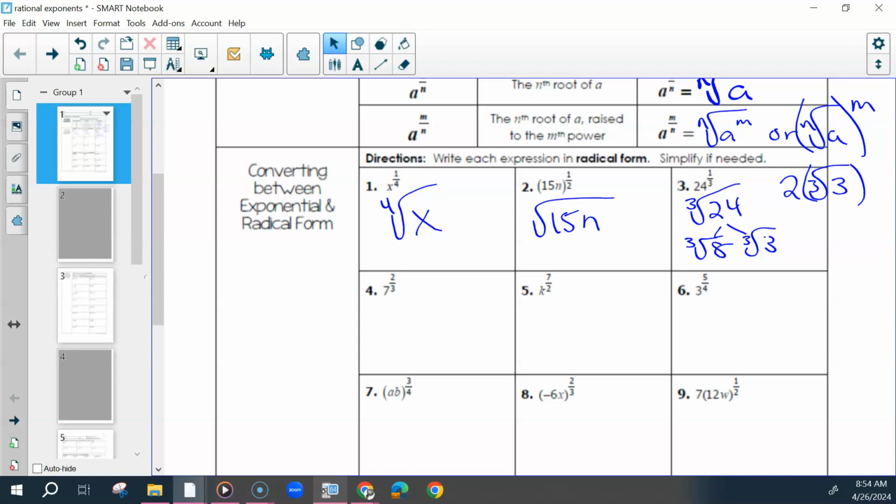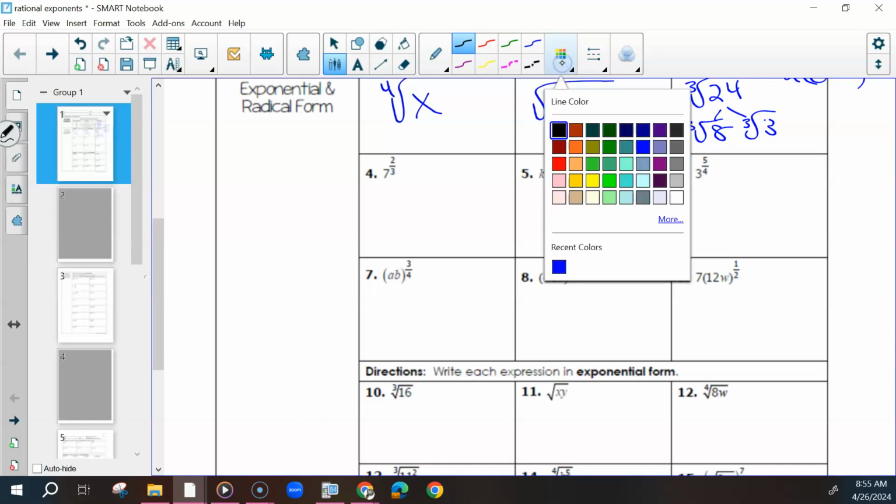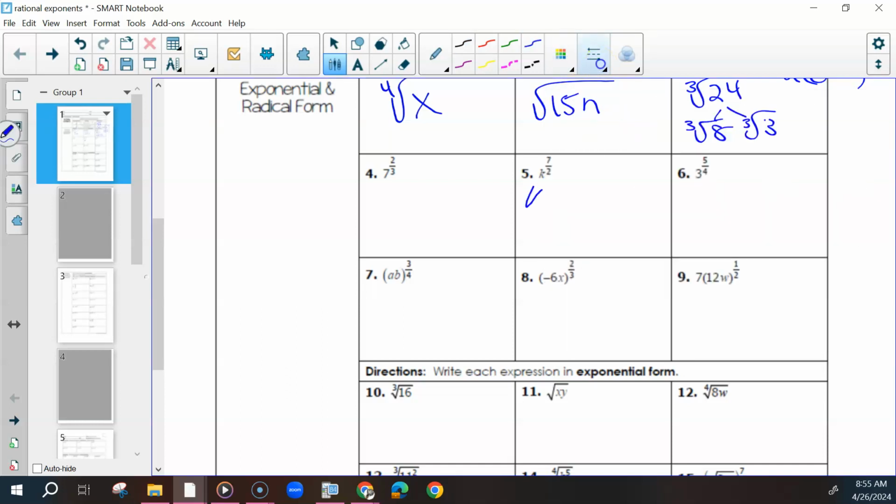Let's look at number 5. Anytime you have an improper fraction, you could think about this one of two ways. One would be, 2 goes into 7 how many times? 3. So I would multiply 2 and 3. I know that's 6. And then there'd be 1 left over.